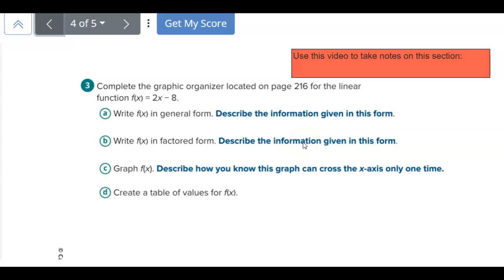and the x-intercept. Then you're going to graph the function. It'll look like a line because it's linear. And you're going to describe or explain how you know that this graph will only cross the x-axis at one time. And then you're going to create a table of values for f of x. So as we head over to the next page, let's just remember that f of x equals 2x minus 8.